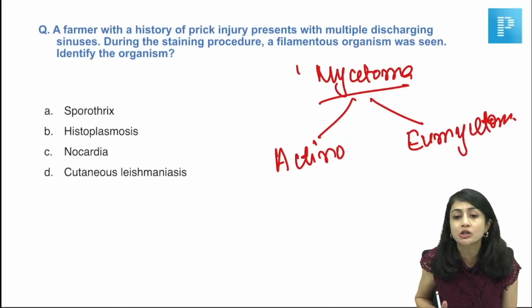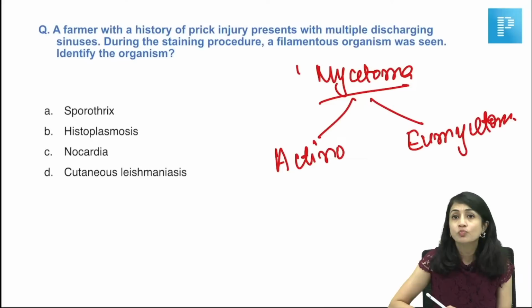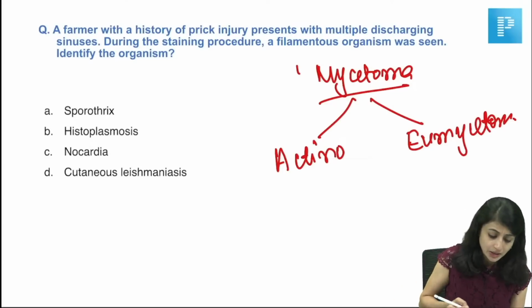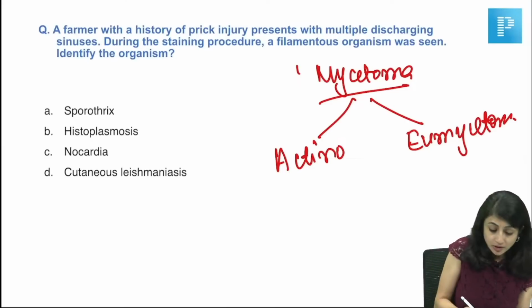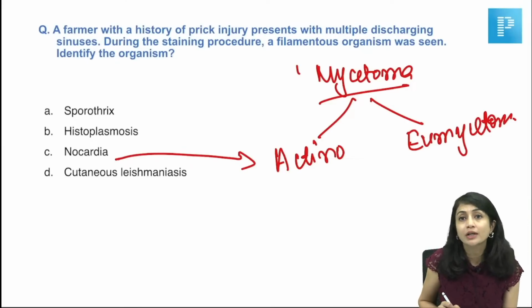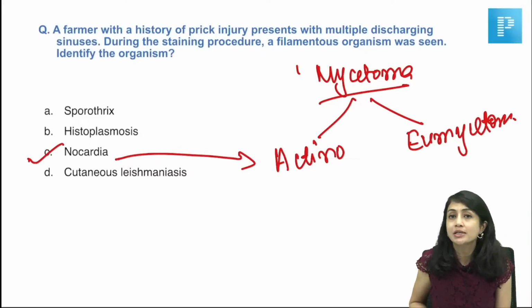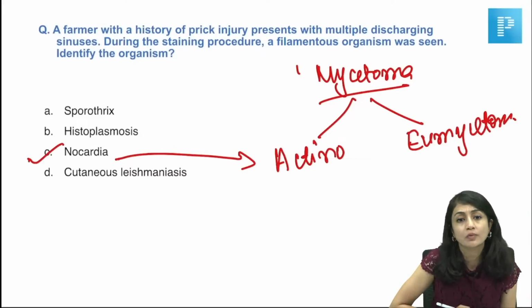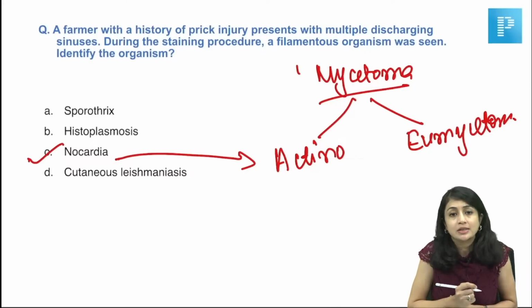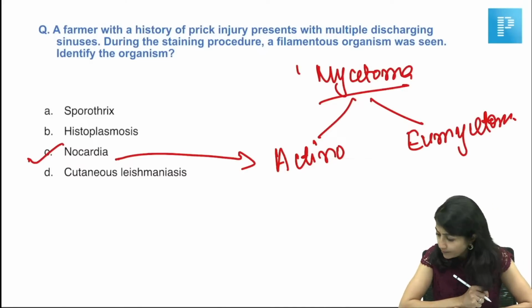Sporothrix does not lead to multiple discharging sinuses. Histoplasmosis again does not present like this. Nocardia does lead to actinomycotic mycetoma, and so that could be the answer. Cutaneous leishmaniasis again presents with crusted lesion, does not present with multiple discharging sinuses. So here again the options were quite clear, and the image was mucus cyst and excision.